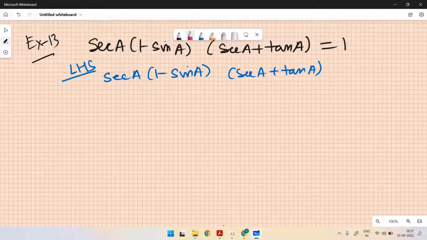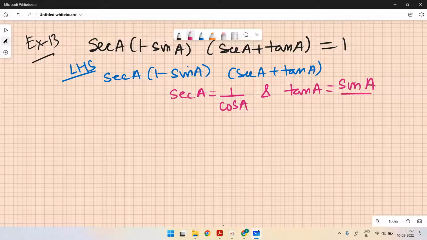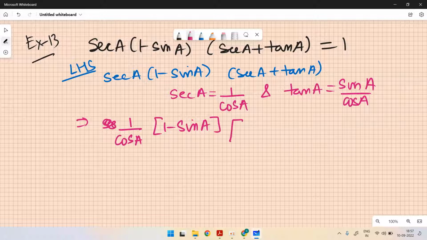Now you know that secant of A is nothing but 1 by cos of A, and tan of A is nothing but sine A by cos A. So I will substitute this here. This is 1 minus sine of A into, in case of secant A, you write 1 by cos A, plus sine A by cos A.